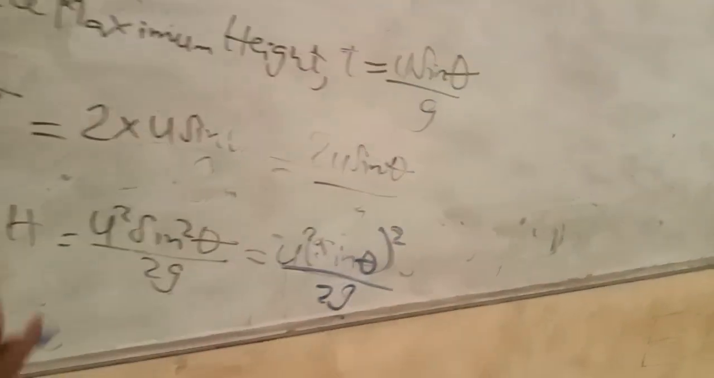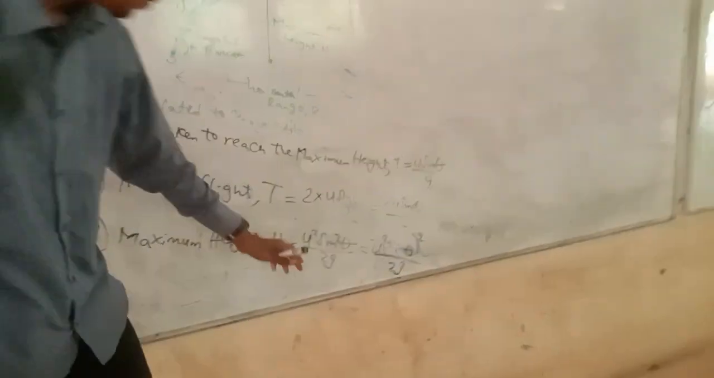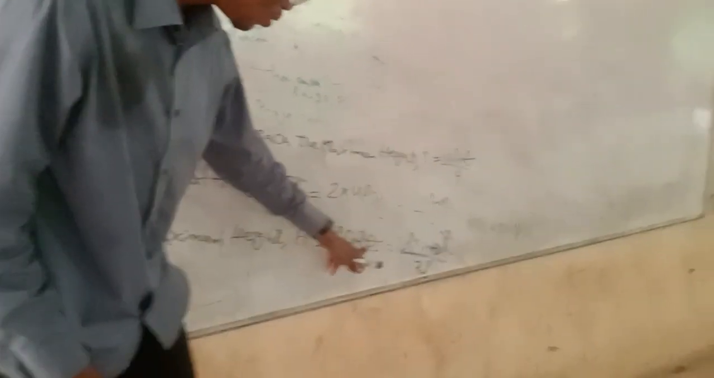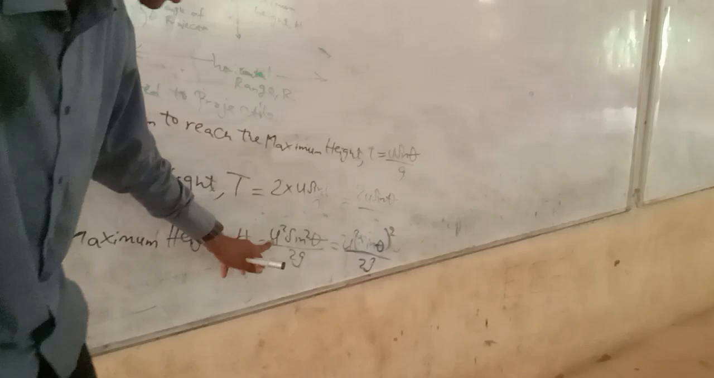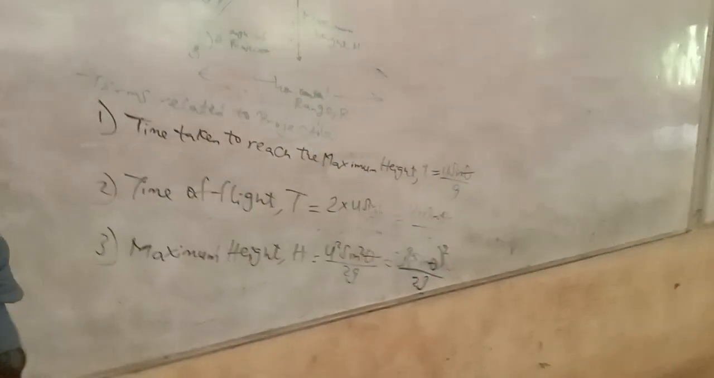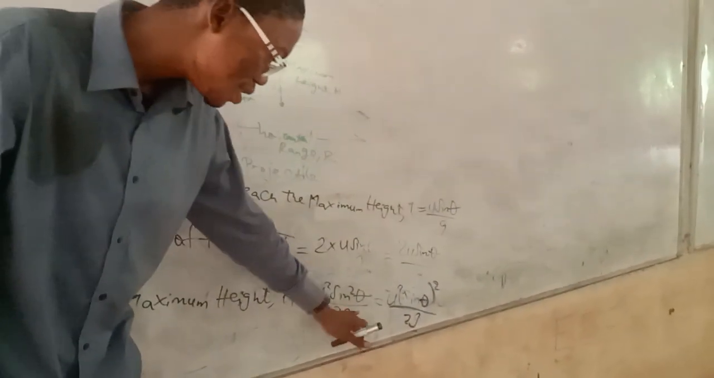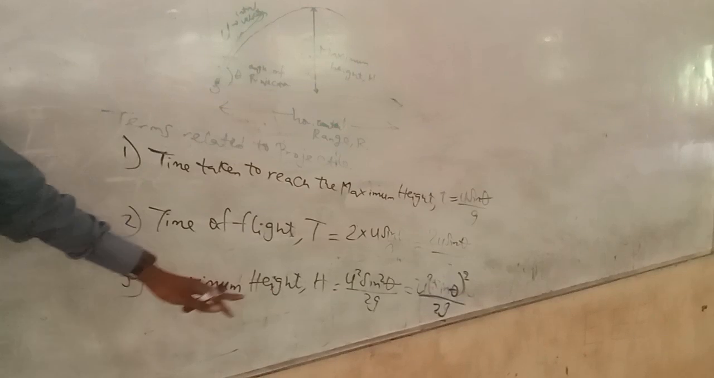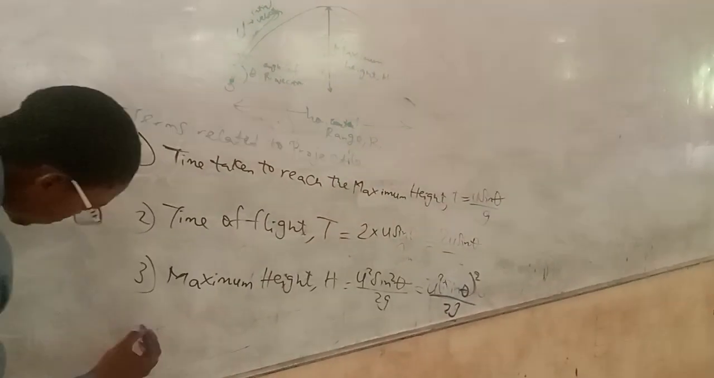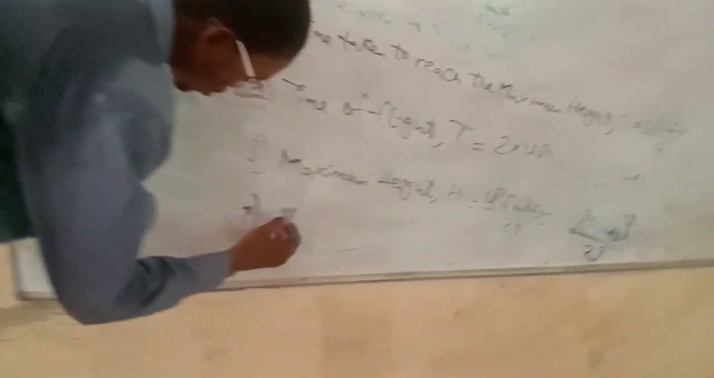It can also be written in this way because when you have sine squared theta, it's the same thing as sine theta, everything squared. Are you getting me? So if they gave you your angle and your initial velocity, and you are given g, which is 10 meters per second squared, what you just need to do is to input your values to find the maximum height.